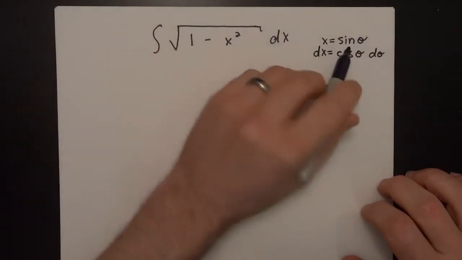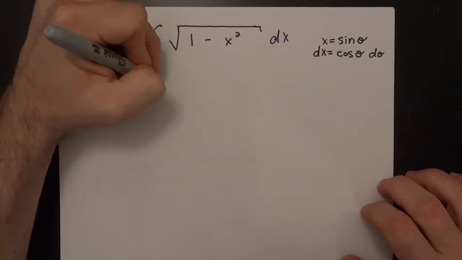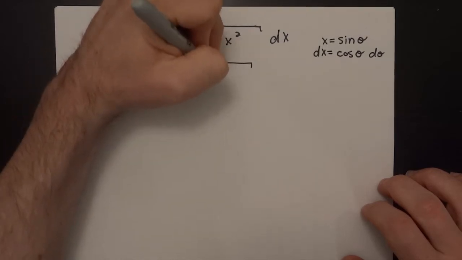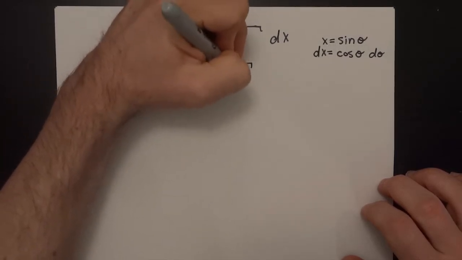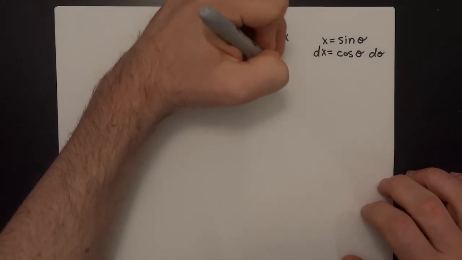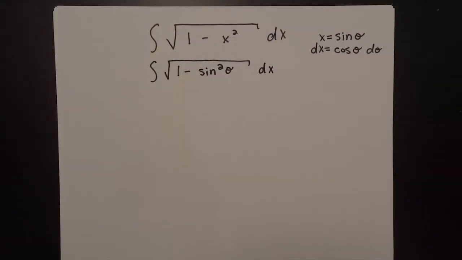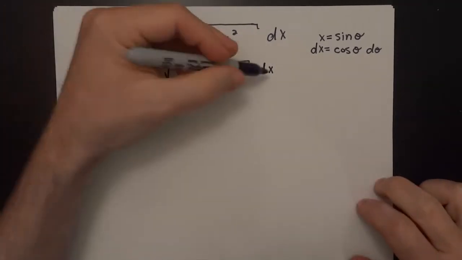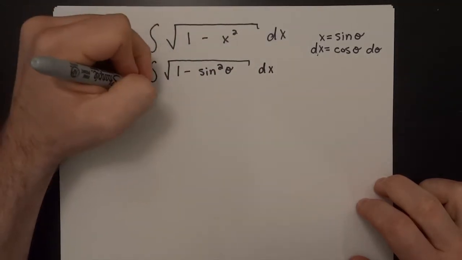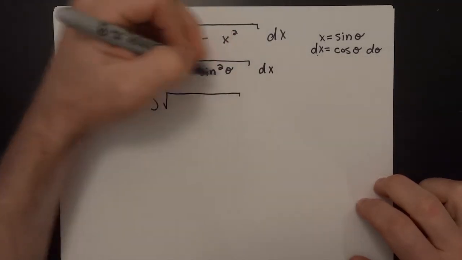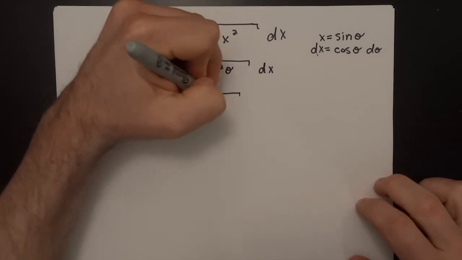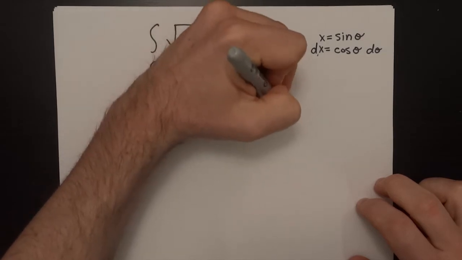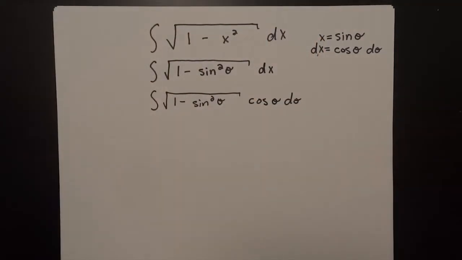So if we actually plug in the sine of theta for x, we get 1 minus sine squared of theta, and then that's still dx, right? Now the issue here is, one, we have a dx, and we can't have mixed terms in here, so we actually have to sub in the dx for whatever that equals. So 1 minus sine squared of theta, and then dx equals cosine theta d theta, right?